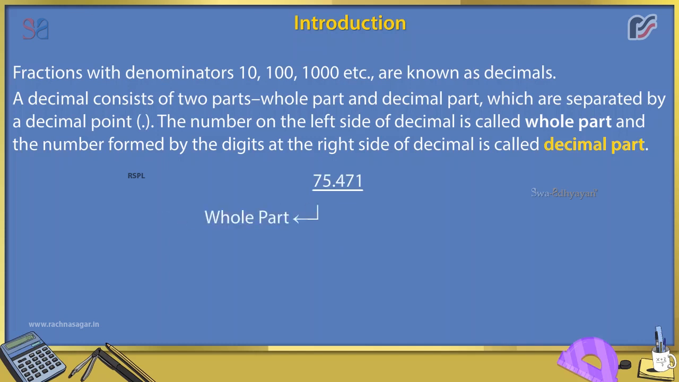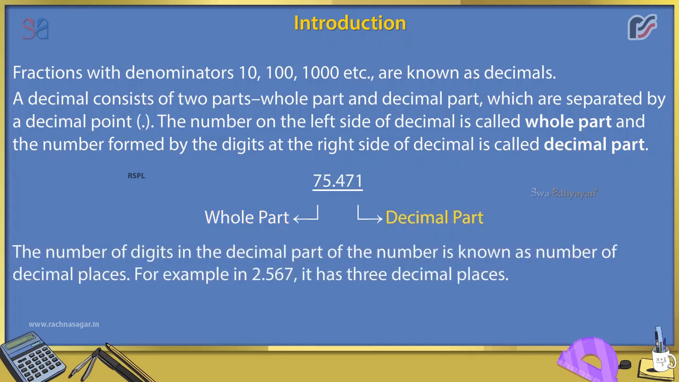75.471. 75 is whole part, 0.471 is decimal part. The number of digits in the decimal part of the number is known as number of decimal places. For example, in 2.567, it has 3 decimal places.